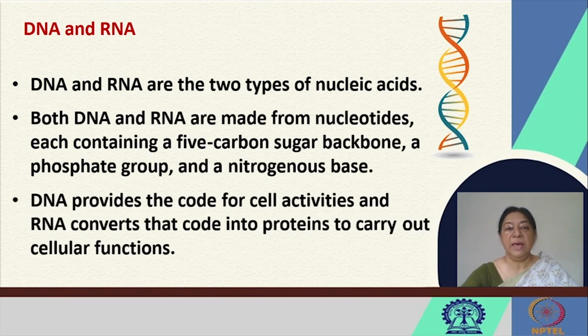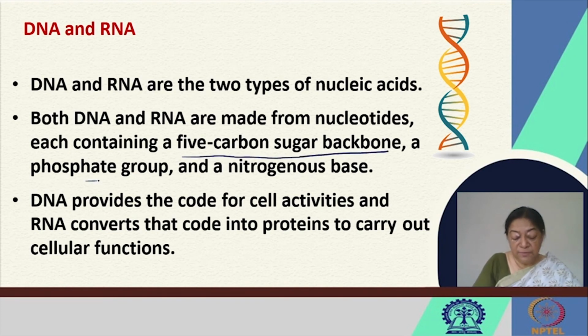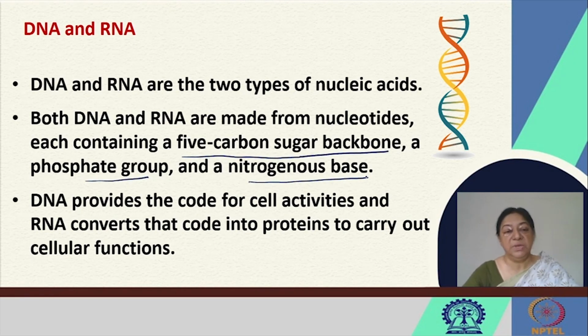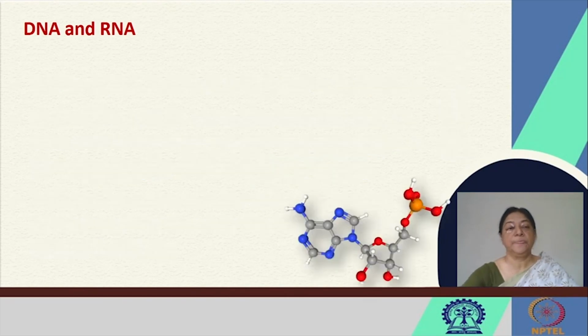Both RNA and DNA are made from nucleotides. The nucleotides contain this 5-carbon sugar backbone, a phosphate group, and a nitrogenous base. We will see what these mean in a moment. DNA provides the code for all cell activities, and RNA converts that code into proteins to carry out cellular functions in our central dogma of biology, from DNA to RNA to protein.